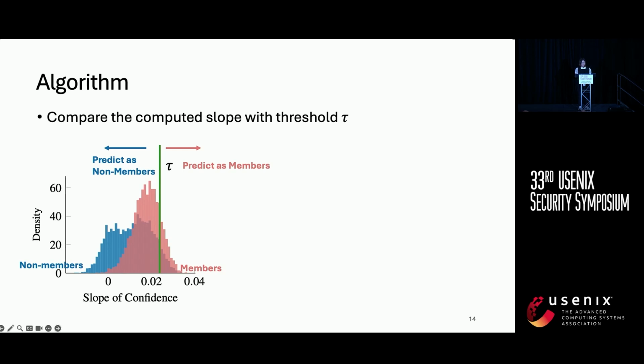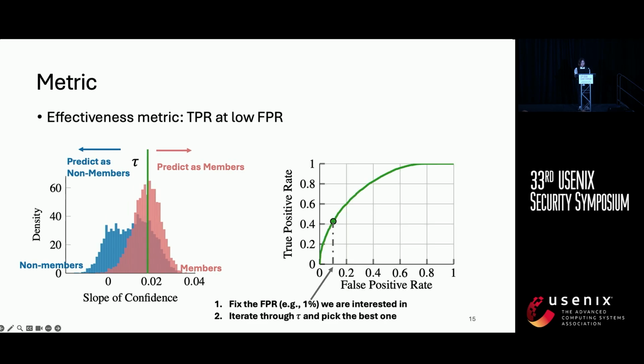Given the slope signal, the party or the auditor can compare the slope with a threshold tau. Then if the slope is higher than this threshold, the point is predicted as a member, otherwise it is predicted as a non-member. Now for each value tau, the party can measure the true positive rate and false positive rate. The party can iterate over all possible tau to get the whole ROC curve here. Following prior works, we use the true positive rate at a low false positive rate to measure the privacy risk. And this metric reflects the attack accuracy when allowing small number of errors.